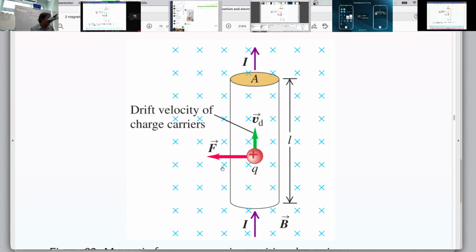And from F is Q V cross B, that's the vector version, okay? That's going to give you direction only. You have to use the magnitude version of that equation, which is F without the arrow, okay? F is only a scalar. F is Q V B sine theta, right? Theta is the angle between vector V and vector B, right? And in this case, you can see that the angle between vector V and vector B is 90 degrees, right?